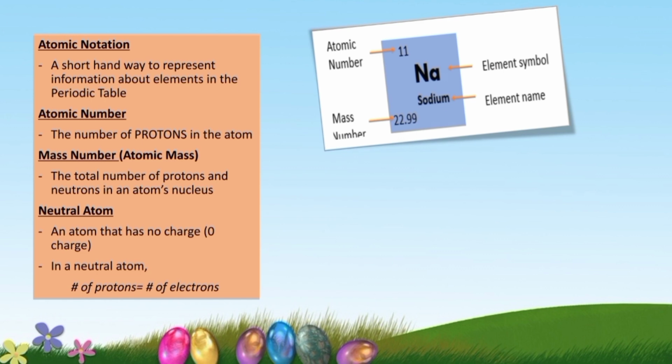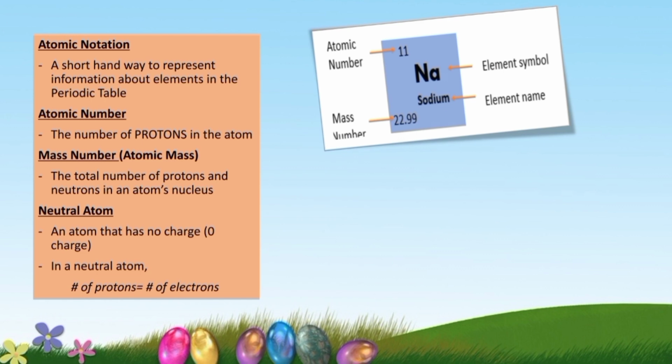Okay? Now, the mass number, the one below, which is 22.99 here, is actually the number of protons and neutrons, or the mass of the nucleus. So we just add them. By the way, mass number is also referred to as atomic mass in some books. And in other periodic tables, what is written there is atomic weight.